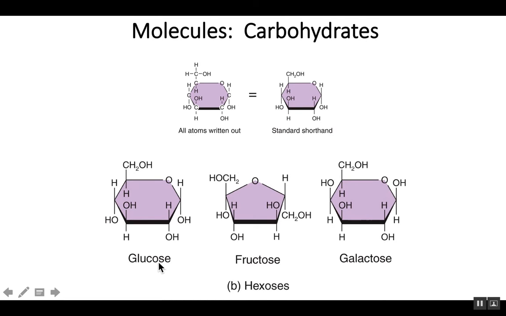So glucose is blood sugar. We need that baby. Glucose is circulating throughout your blood right now, supplying your cells with energy. So that's our primary source of energy. We use glucose to make most of our ATP. Fructose is often referred to as fruit sugar. It's found in a lot of fruits. Our body does have some fructose in it. And then galactose. Galactose is often found in milk.